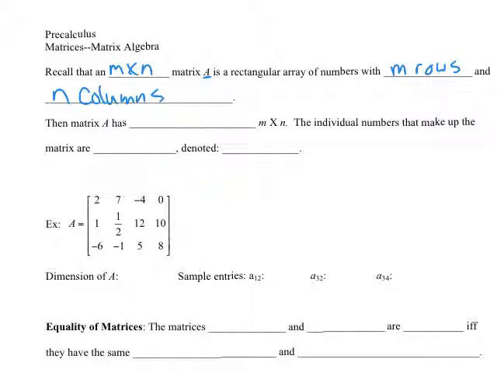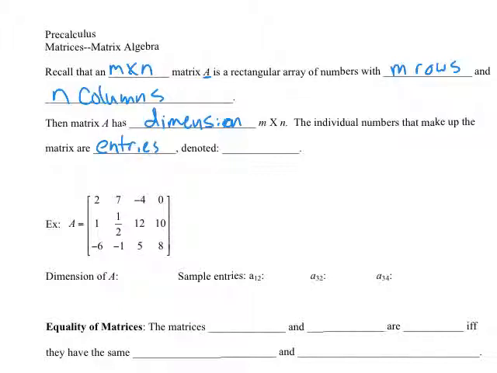And then we also say that because of that, matrix A has a dimension of m by n. So that's what we call a dimension. And again, it's rows, then columns. The individual numbers that make up the matrix are called elements or entries. I'm going to call them entries.